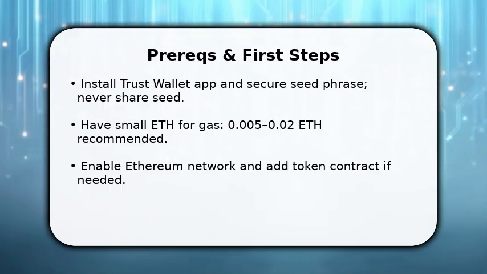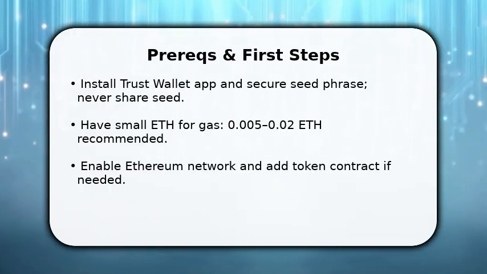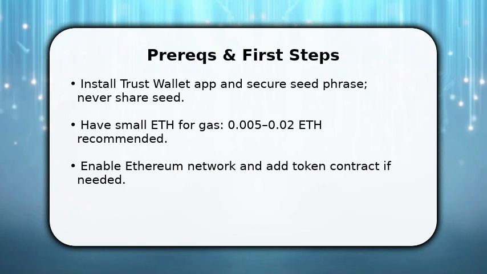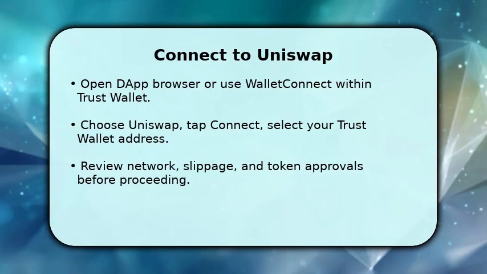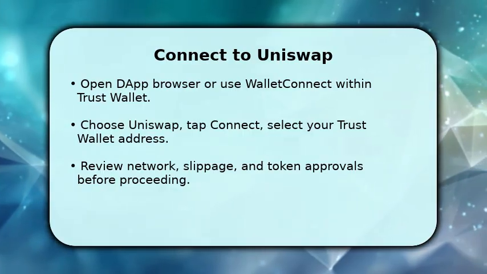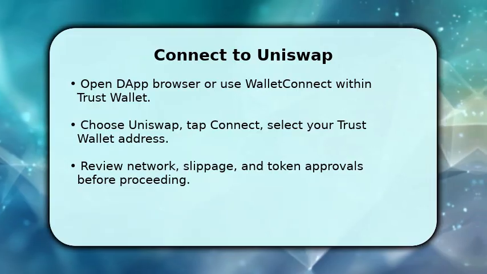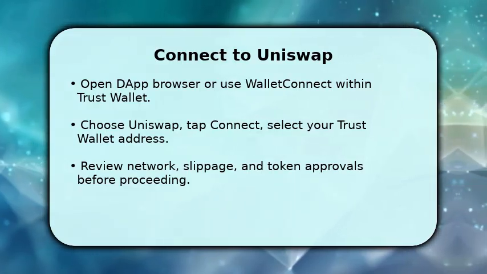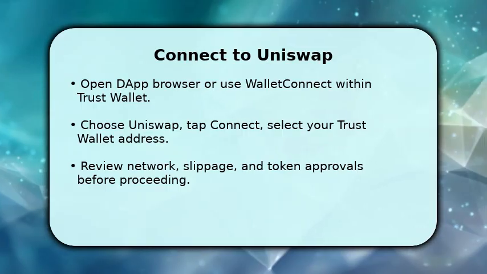We'll use Trust Wallet's D-App browser or Wallet Connect to reach Uniswap and initiate a swap. Now connect. Open Trust Wallet's D-App browser and navigate to Uniswap, or on Uniswap's site choose Wallet Connect and scan the QR code with Trust Wallet. Tap Connect and pick the Ethereum address you want to use.